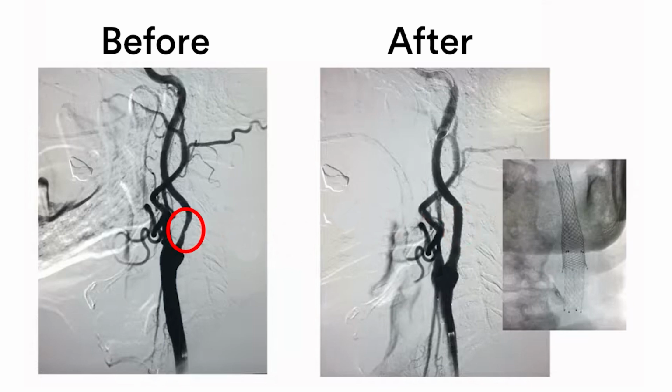In the left image, we see the cerebral artery marked with a red circle showing the narrowing before the placement of the stent. In the right image, we see the artery now has the stent and the blood flow is restored. The stent does not need to be removed and it's a lifelong implant.